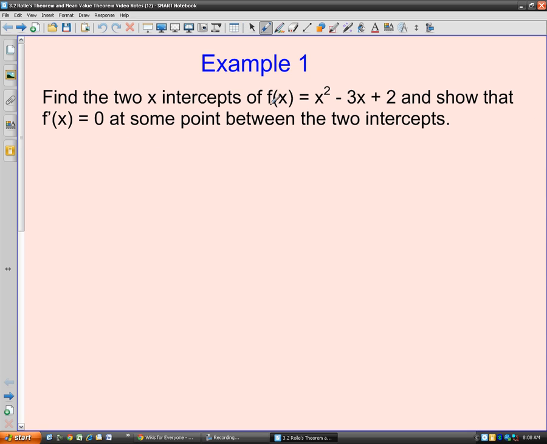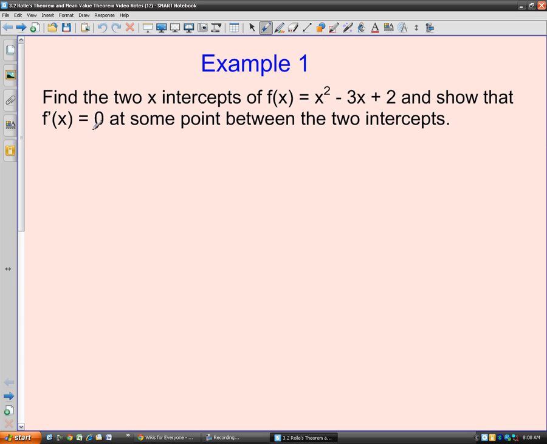So we're going to talk about finding the x-intercepts, and we're going to show that there's an f prime of 0 at some point between the x-intercepts. This is Rolle's theorem, and it's an existence theorem. The existence theorem proves that there is a horizontal tangent somewhere in the graph. And so we're going to use that as our guideline.